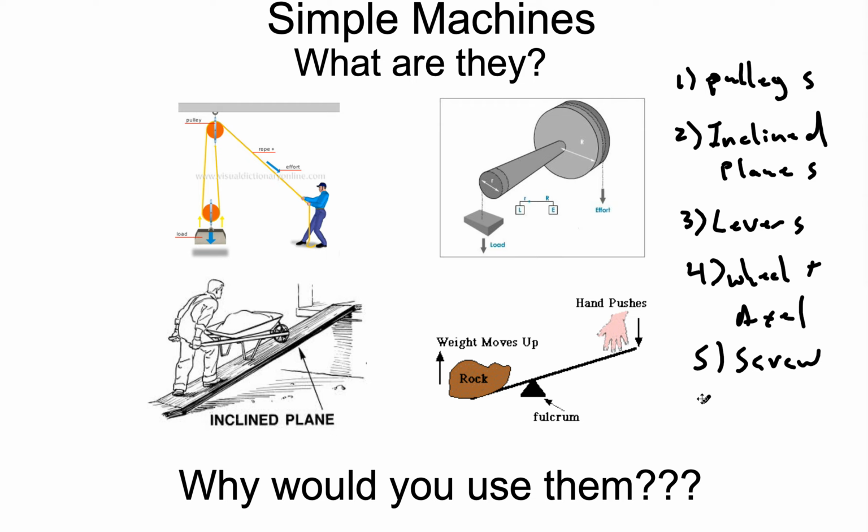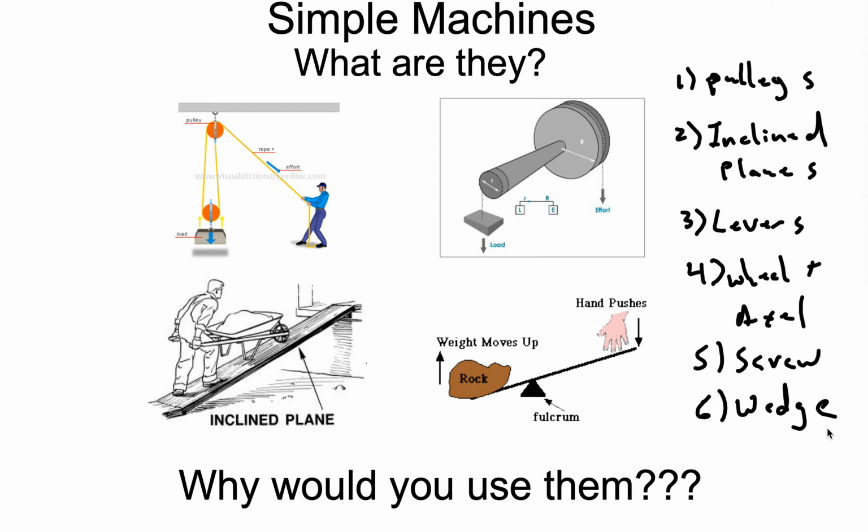And then the very last one, which is also just a variation of an inclined plane, is a wedge. So an axe is a wedge. It's a moving inclined plane. So those are the six basic ones. So now that you know what they are, and they are simple. They're machines that are simple. They don't require any motors, engines, nothing like that.